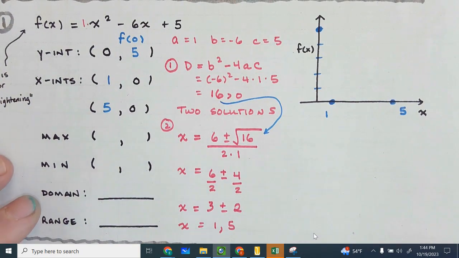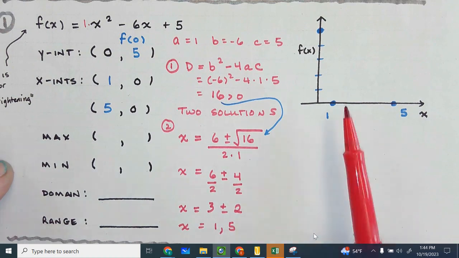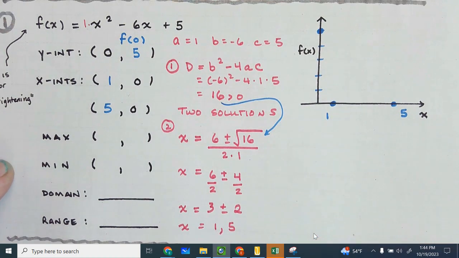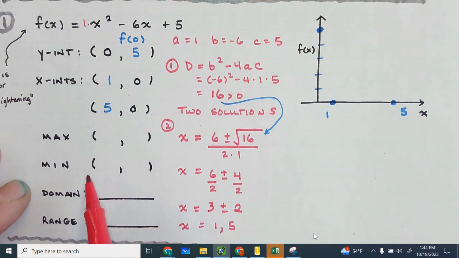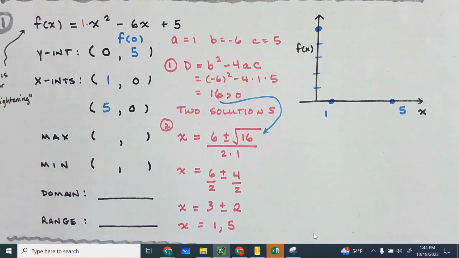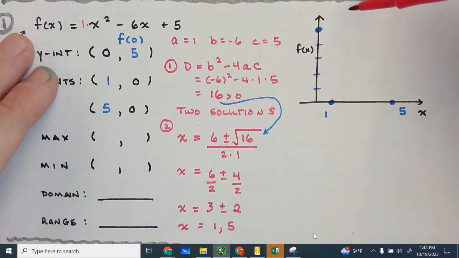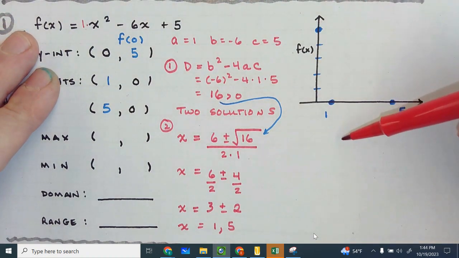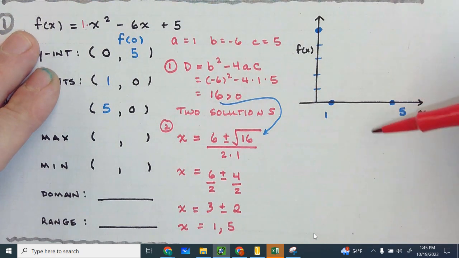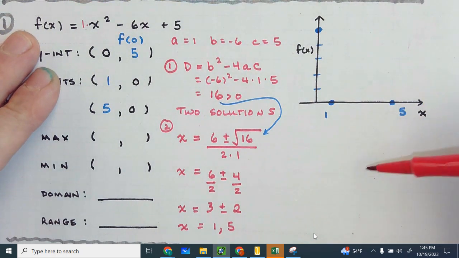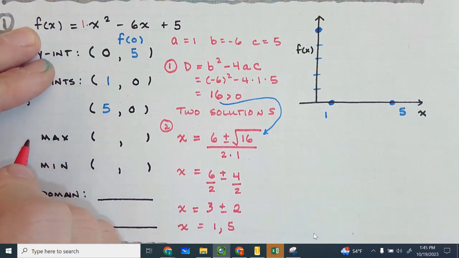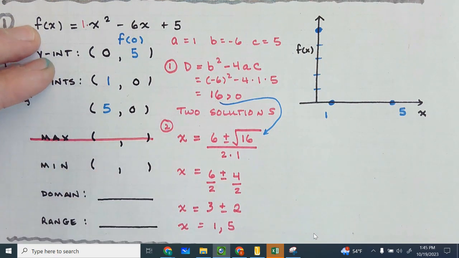All right, so next step. Now that we've got our x-intercepts and our y-intercept, we need to identify the minimum or the maximum. It's not going to have both. What you want to do is think about the graph. In this case, we can see that this one's going to open up, which means that somewhere down here it's going to have a minimum. It will not have a maximum. Go ahead and cross that off.